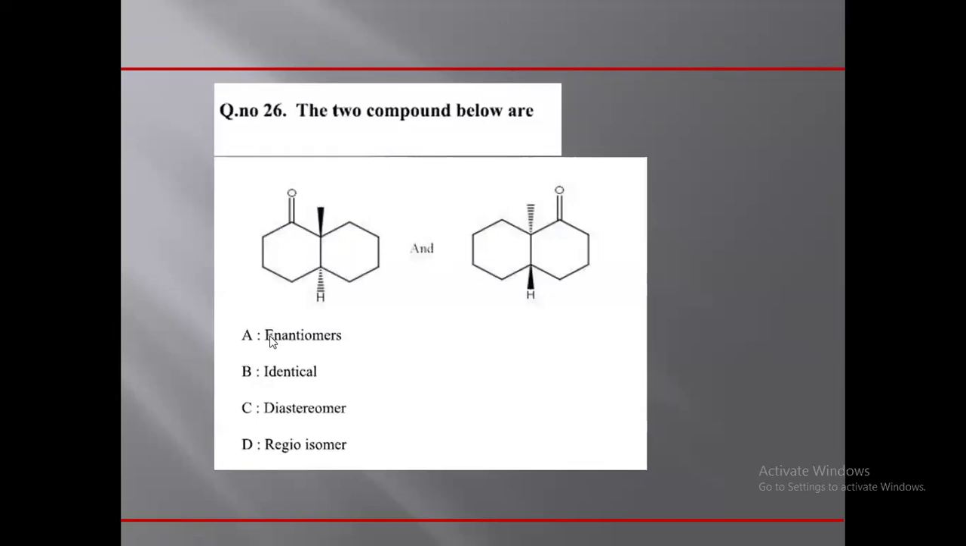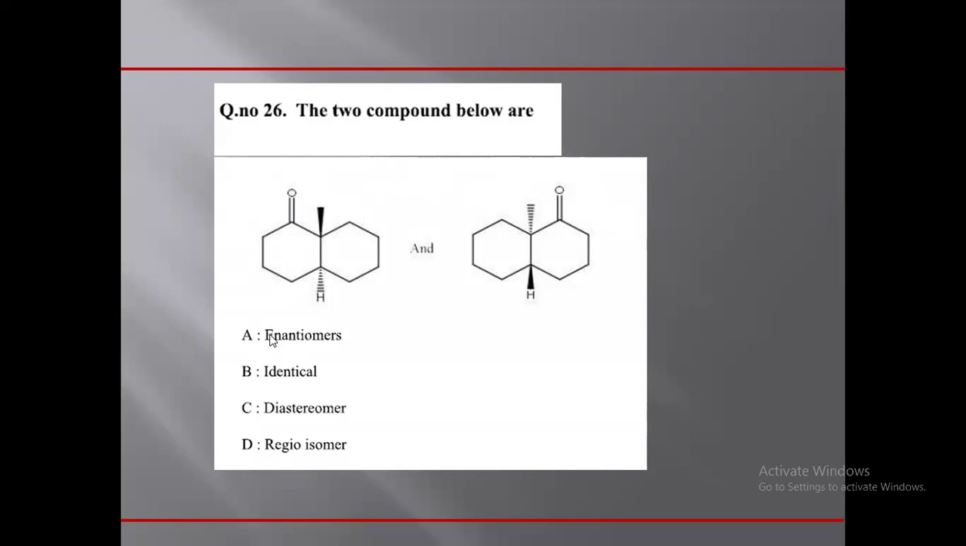Yes. Question number 26. The two compounds below are. You have to see these two structures and find out whether these two are enantiomers. Option number A is enantiomer, B is identical, C is diastereomers, and D is regioisomers. So as you know, enantiomer means two compounds are exact mirror images of each other but not superimposable. So these two are not enantiomers.